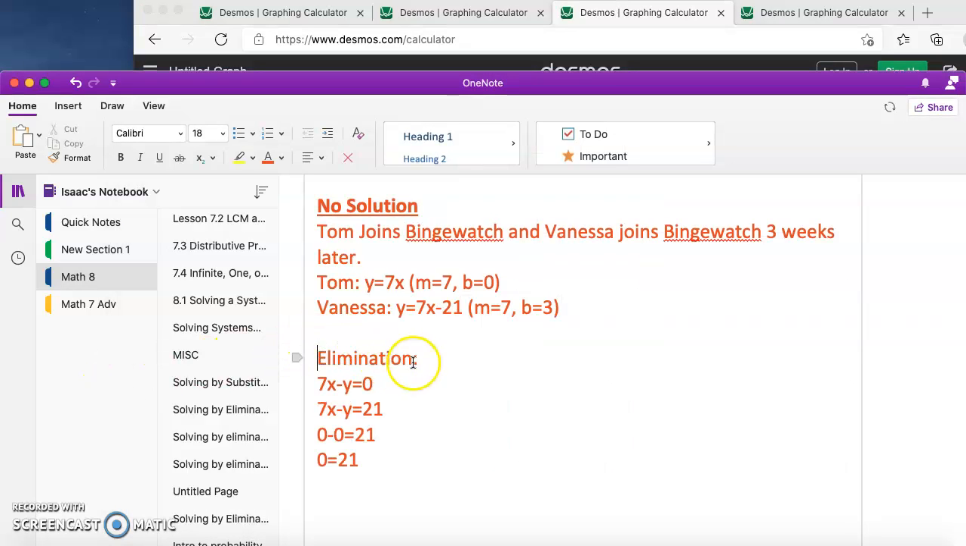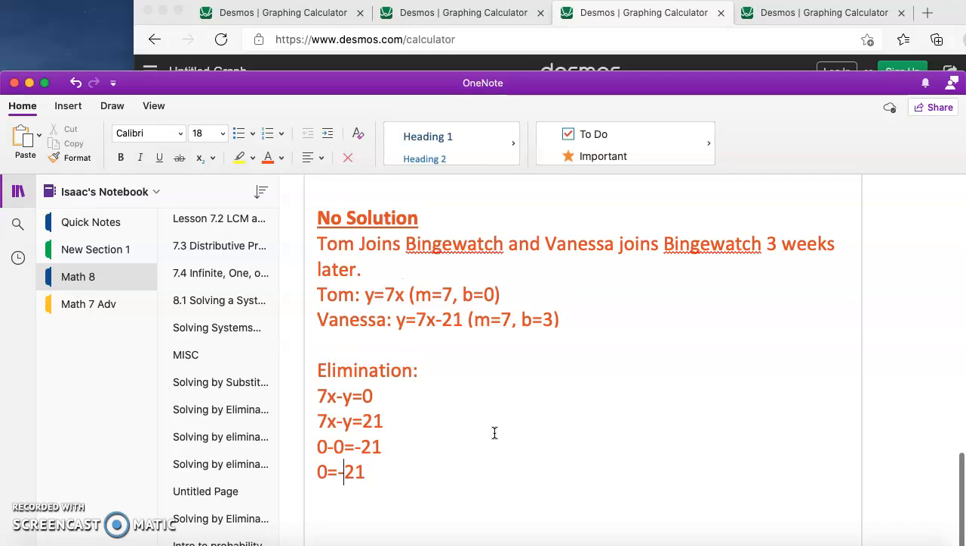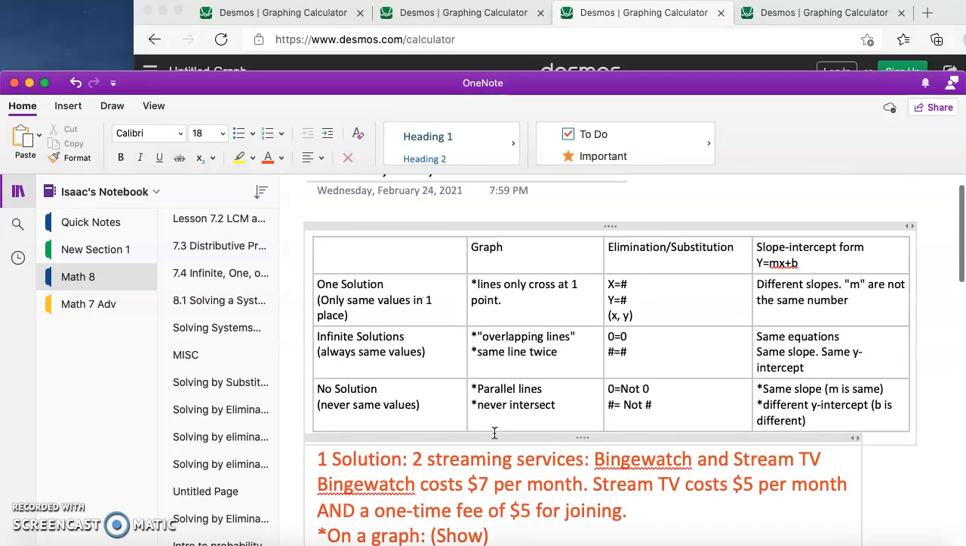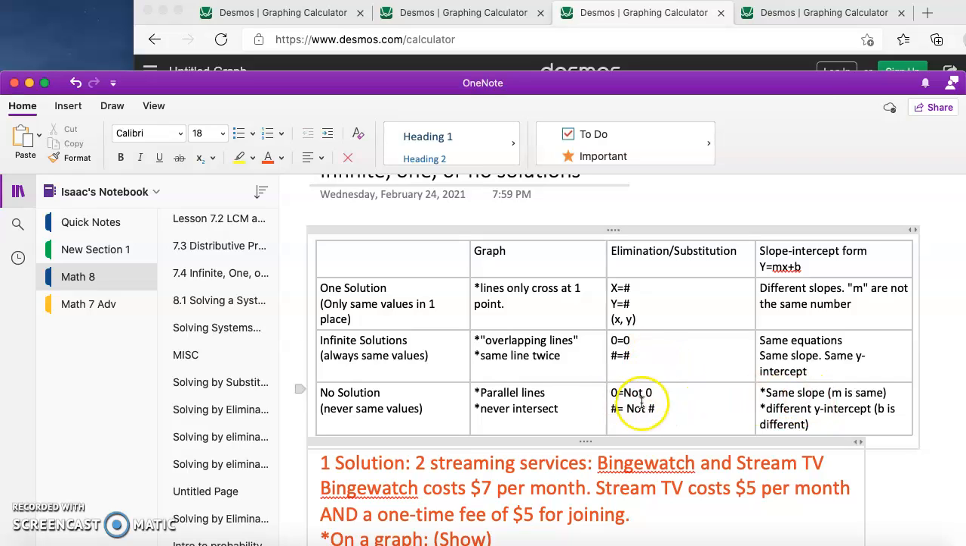Now finally, if we use elimination, here are their two equations in standard form. We can say, okay, Tom's is 7x minus y equals 0, and Vanessa's is 7x minus y equals 21. Let's see, 7x minus 7x is 0, y minus negative y is 0, and 0 minus 21 is negative 21. And then let's see, 0 minus 0 is still 0. Hey, my last line of reasoning says 0 equals negative 21. That makes no sense. Which means I know that, okay, I've got 0 equals not 0. So by elimination, it's no solution.